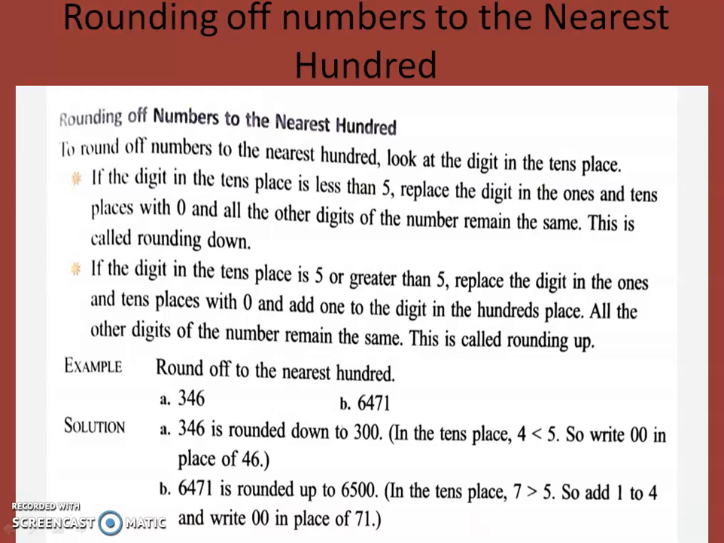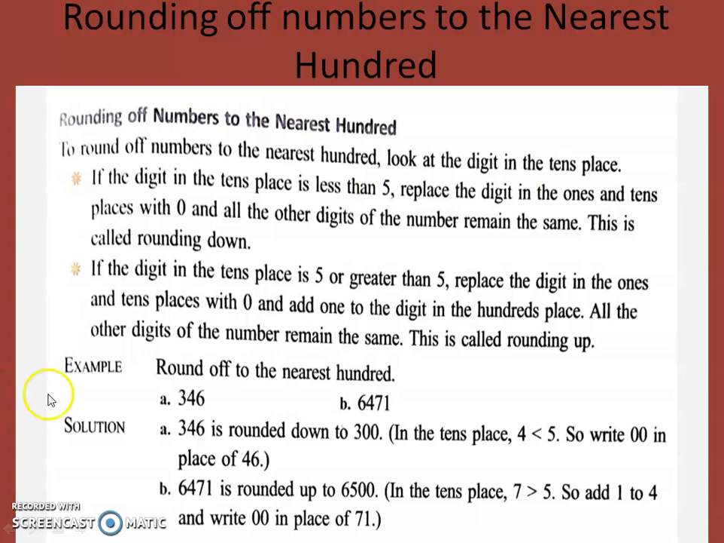If the digit in the tens place is 5 or greater than 5, replace the digit in the ones and tens place with 0 and add 1 to the digit in the hundreds place. All the other digits of the number remain the same. This is called rounding up.